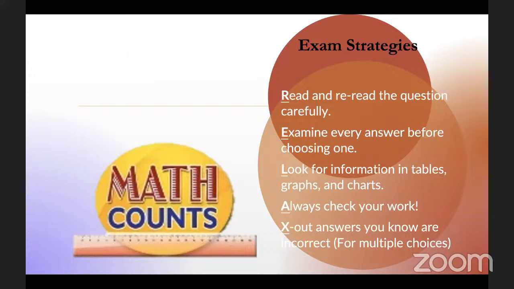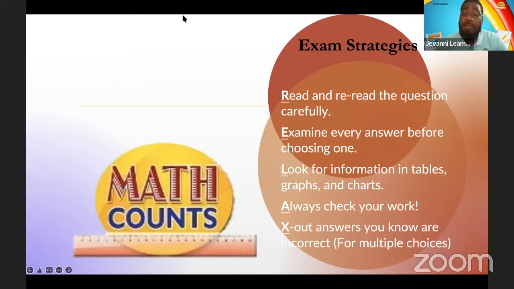You're going to read and reread the question carefully. E means you examine every answer before choosing one. L, look for information in the tables and the charts, tables, graphs, and charts. A, always check your work. And then X out answers you know are incorrect when you have multiple choice. So that's really it. Just relax when you're doing the exam.